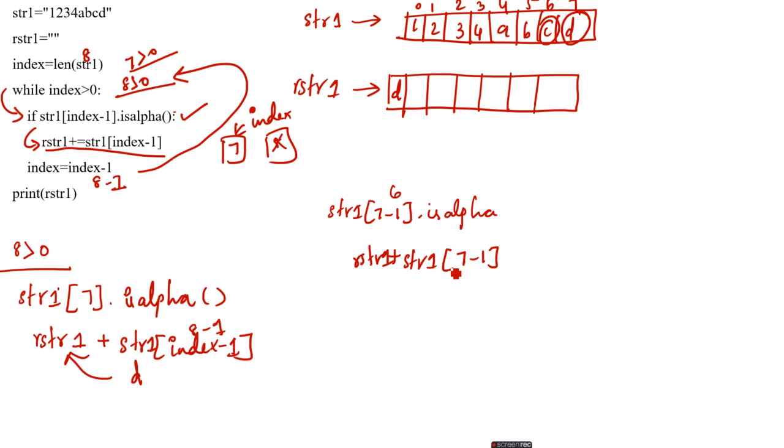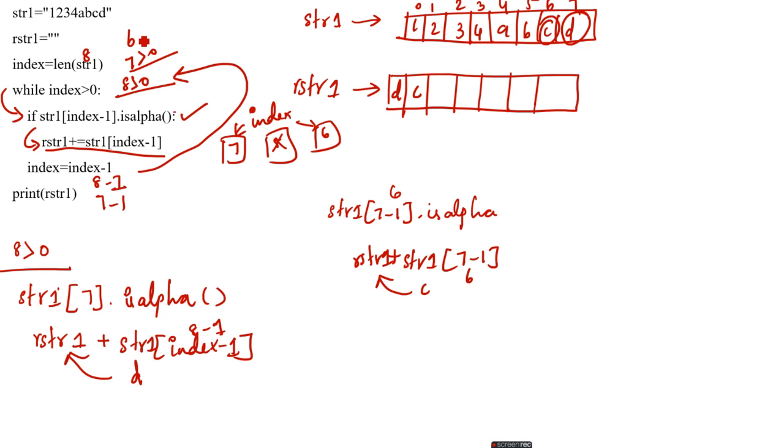So in rstr1, we are having str1 of 7 minus 1, that is 6. That is C. We have to concatenate C to the string rstr1. C is joined here. Again, we will perform the statement index equal to index minus 1. That is 7 minus 1, that is 6. Now index refers to the value 6.